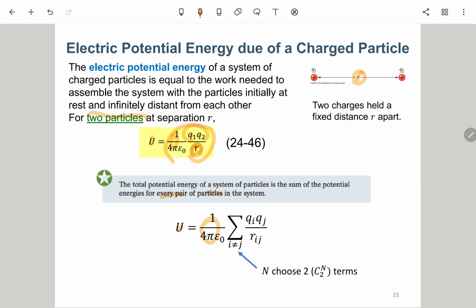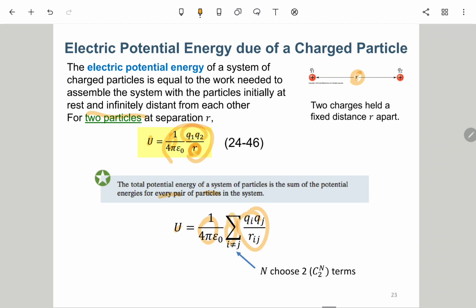The first term is also K, and then the remaining terms we add together. Here it was Q1 Q2 over R, so here we denote it as Qi Qj, any two of them, and the distance between charge i and charge j to be Rij. The summation is a little bit strange: i is not equal to j, which means we do not sweep through all i and all j.